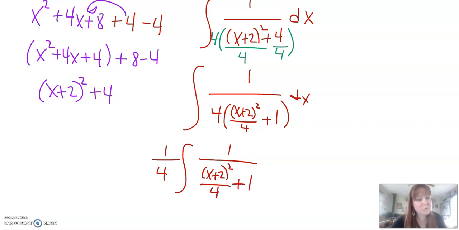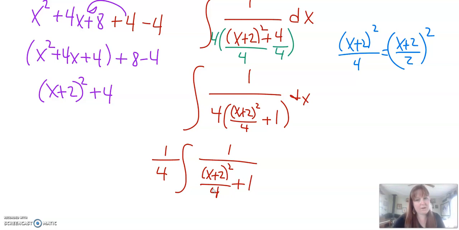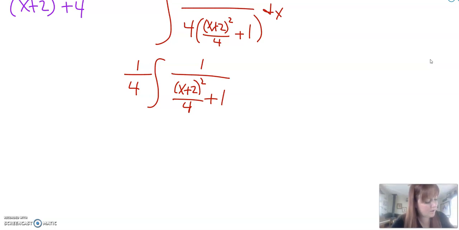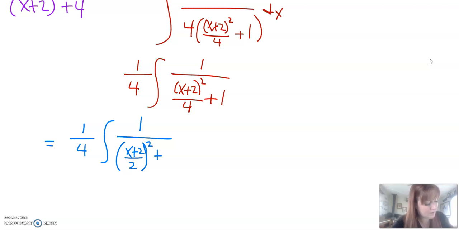So again, I'm like super, super close, but this isn't one whole quantity squared. It's x plus 2 squared over 4. So let's make this squared, right? Because if I had x plus 2 squared over 4, isn't that the same as x plus 2 over 2, and all of it squared, right? Because that would square the top and it would square the bottom. So these two are equal. So let's rewrite that. We're going to have that equals 1/4 1 over x plus 2 over 2 squared plus 1.